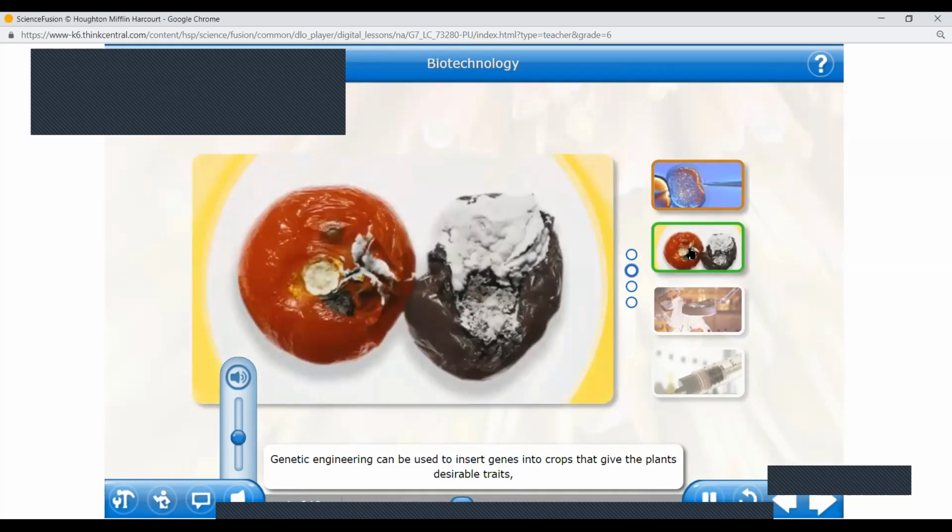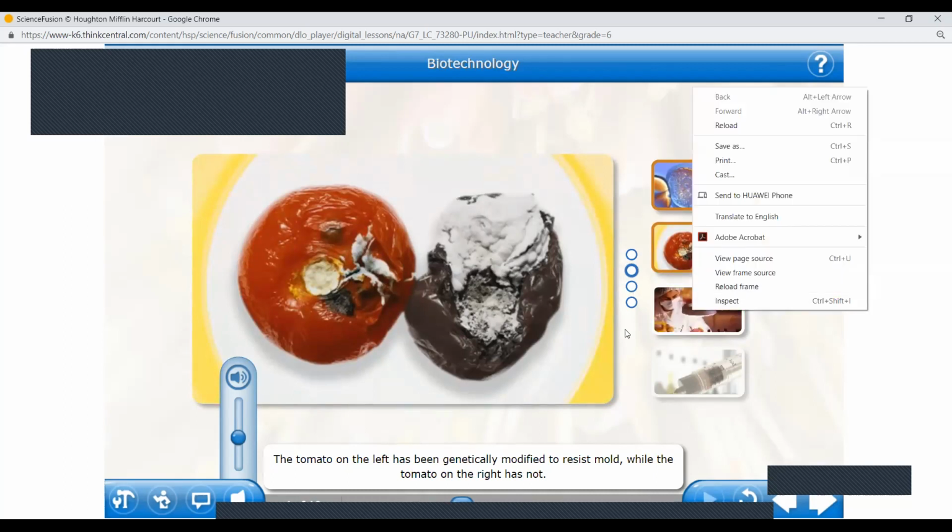Genetic engineering can be used to insert genes into crops that give the plants desirable traits, such as being hardier, more resistant to pests, larger in size, or brighter in color. The tomato on the left has been genetically modified to resist mold, while the tomato on the right has not.